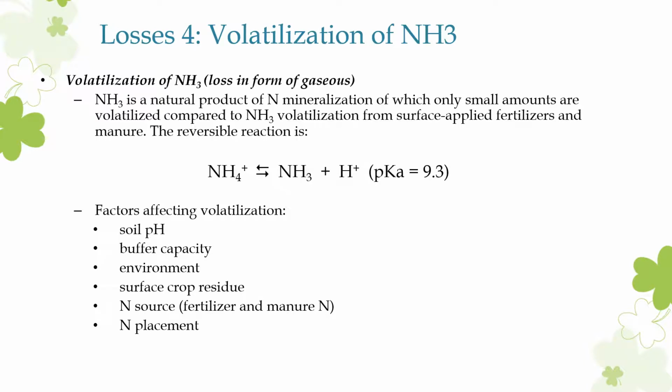Finally, the loss of nitrogen through the volatilization of ammonia. The volatilization of ammonia is the nitrogen loss in the form of gases. Ammonia is the natural product of the nitrogen mineralization, of which only small amounts are volatilized compared to the ammonia volatilization from the surface applied fertilizers and manure. The reversible reaction is shown in the equation. The factors affecting the volatilization are the soil pH, buffering capacity of the soil, the environment, the amount of surface crop residues, the nitrogen sources such as the fertilizer and manure nitrogen, and also types of the nitrogen placement.